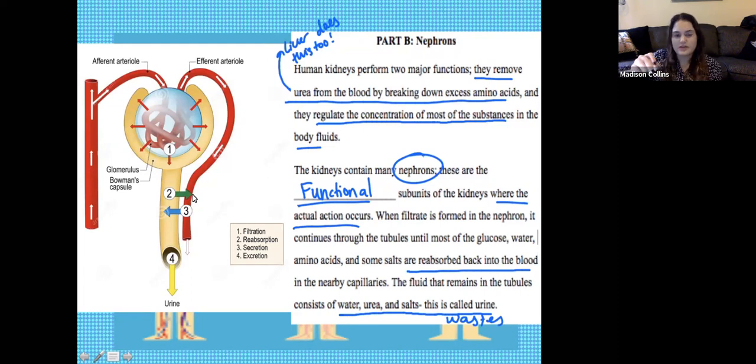Now, this picture on the left is what a nephron looks like. This nephron is found inside your kidneys.